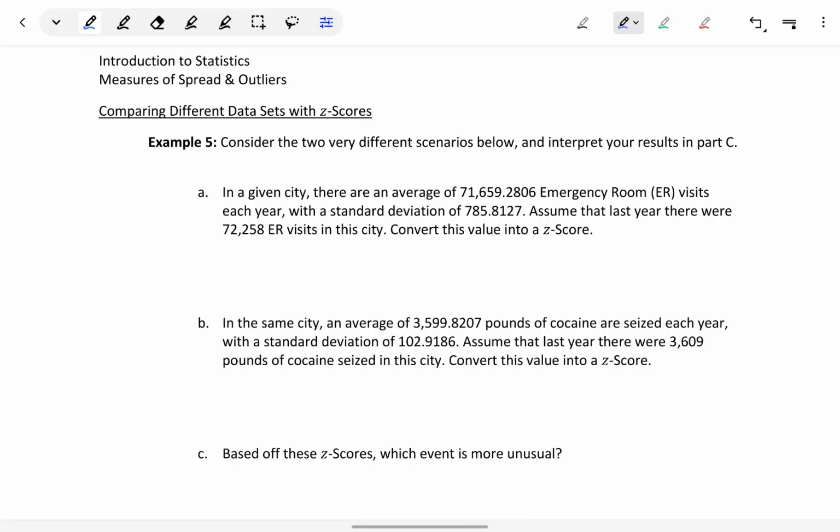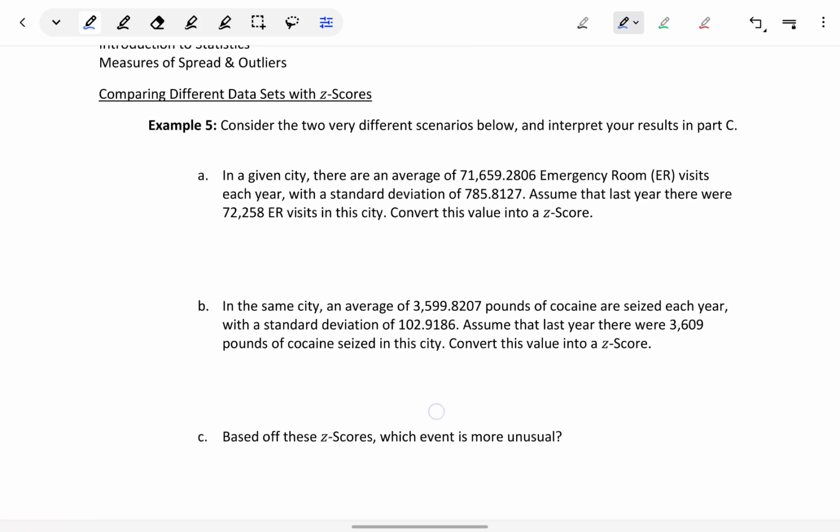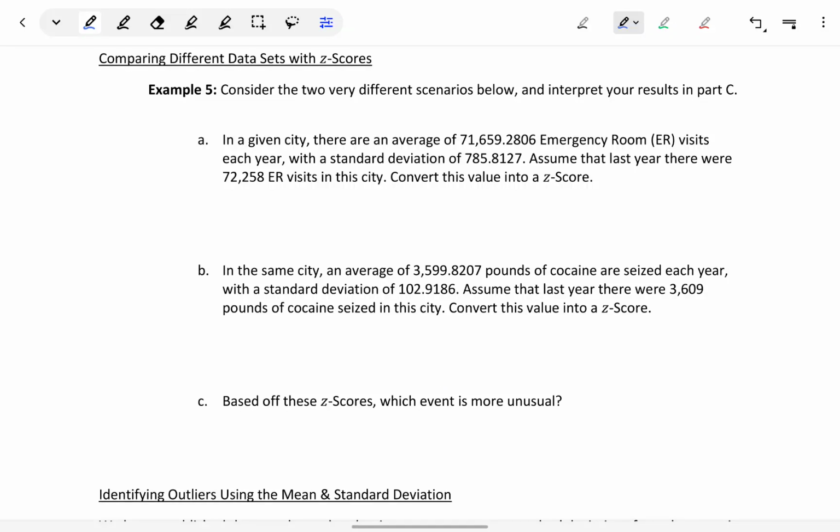In addition to classifying a data value as an outlier or as a usual value, we can also use z-scores to compare different data sets that don't really have anything intuitively in common with each other. So in example 5, we want to consider these two very different scenarios below.